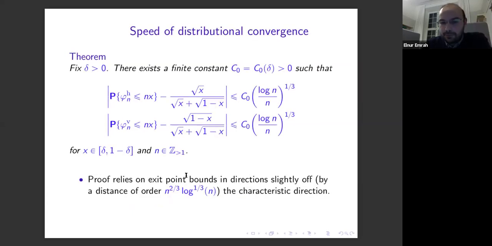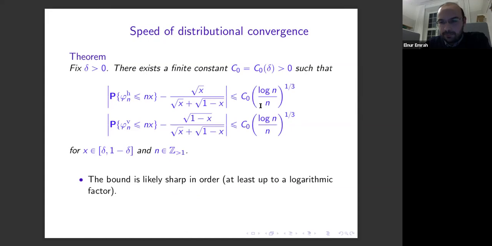So this proof relies on some comparison inequalities and the exit point bounds, the second exit point bound that I showed, applied with z parameter that's a little more than n to the 2/3 away from the critical parameter. Now, we did not prove a matching lower bound, but at least in my opinion, this reflects the correct decay behavior for this distance.